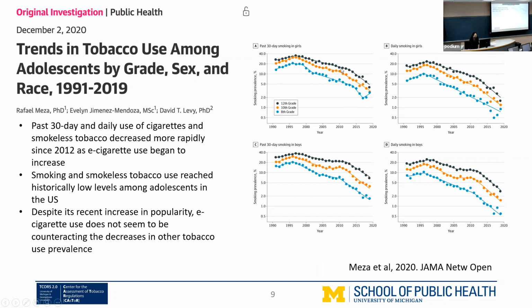But then there's a big, rapid decrease starting about 2011 in all grades. I mean, there's some increasing here, but it was not statistically significant, so we cannot guarantee that this is a real trend. The message from this analysis is that the past 30-day and daily use of cigarettes, and they also looked at the trend of smokeless tobacco use, but the data set we just used was only cigarette use, both decreased more rapidly since 2012, when e-cigarette use was increasing.